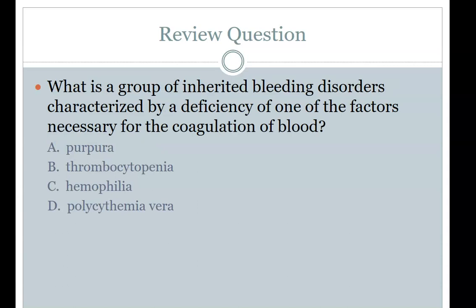Another review question. What is a group of inherited bleeding disorders characterized by a deficiency of one of the factors necessary for the coagulation of blood? A. Purpura. B. Thrombocytopenia. C. Hemophilia. Or D. Polycythemia vera. And your answer here would be C. Hemophilia.